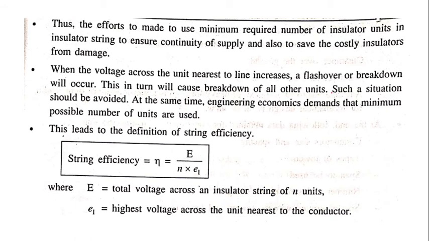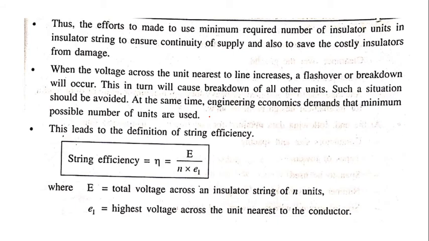Okay, so if the first disk is going to break down, next the second disk is also going to break down, and so on. The last disk is also going to break down. Such a situation should be avoided. At the same time, engineering economics demand that the minimum possible number of units be used. So we do not need a large number of units for safety purposes.